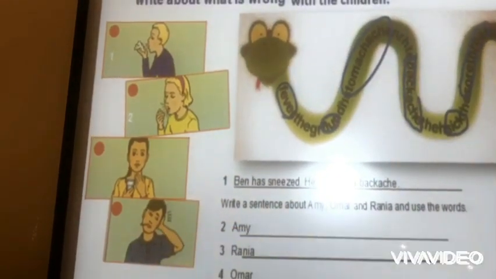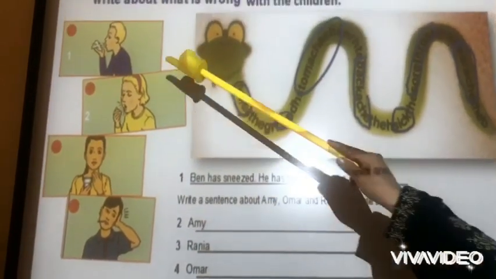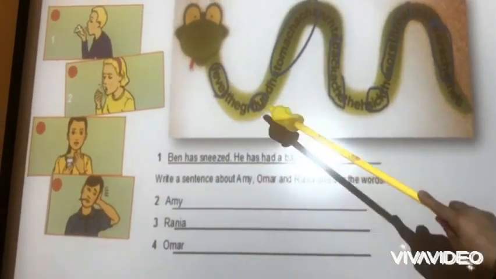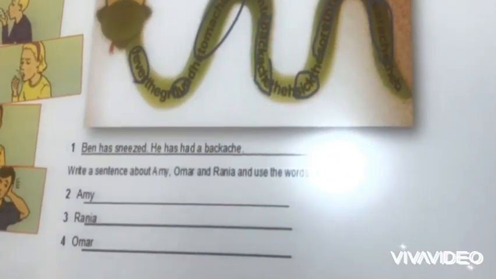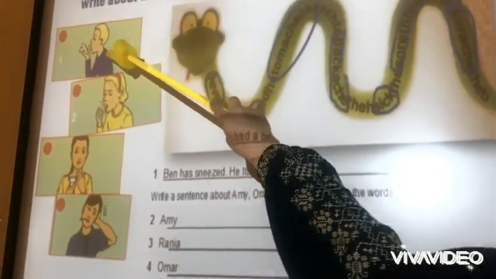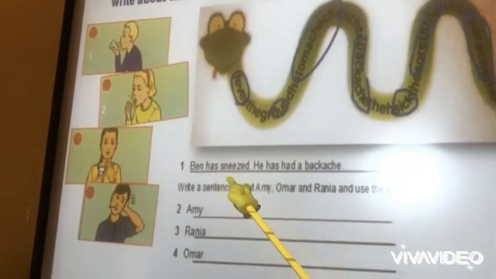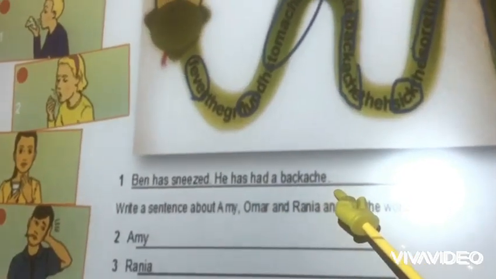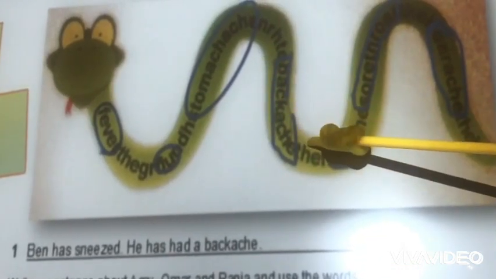We said that they were sick and they went to the doctors. Now, I want you to write sentences about everyone. And you will use the words from here to write the sentences. They wrote for you about Ben. Look at Ben. What's wrong with Ben? Yeah, Ben has sneezed. He has had a backache. They took backache from here, from the word snake.